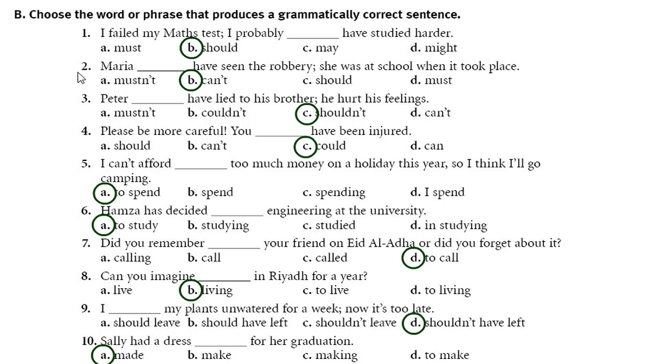Number 2. Maria can't have seen the robbery. She was at school when it took place. Can't have seen, meaning it is not possible that she saw it. Here we negate the possibility.